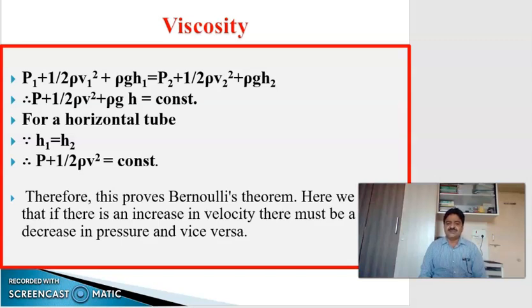Here we can see that if there is an increase in velocity, there must be a decrease in pressure and vice versa. What do we conclude? Increase in velocity, there must be a decrease in pressure, and vice versa. In the sense, a decrease in velocity, there must be an increase in pressure. So in this way, we can easily prove this theorem.